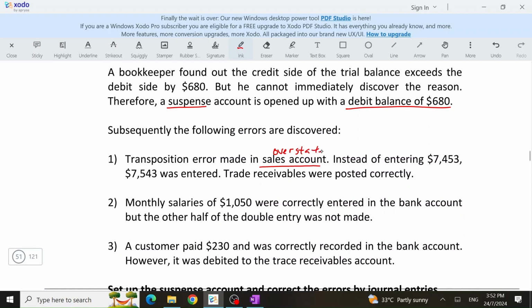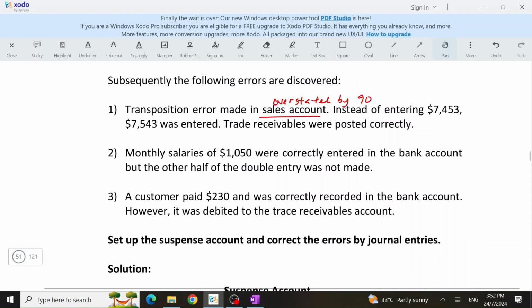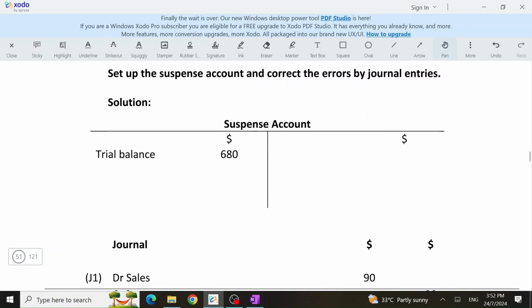So sales is overstated by 90. Okay. Is your trade receivables account okay? Yes, they told you trade receivables account were posted correctly. So the transposition error only happened in how many accounts? 1. Because of that, your trial balance will not be balanced. Sales too high. How to reduce sales? Debit. You have to debit sales.